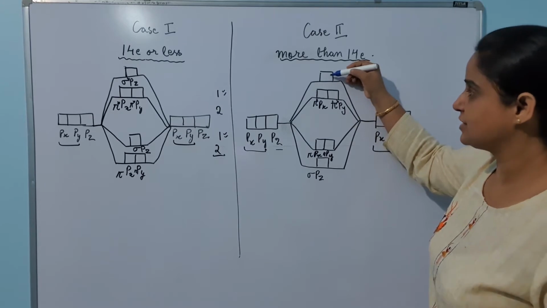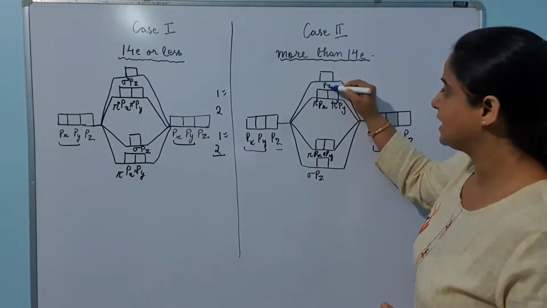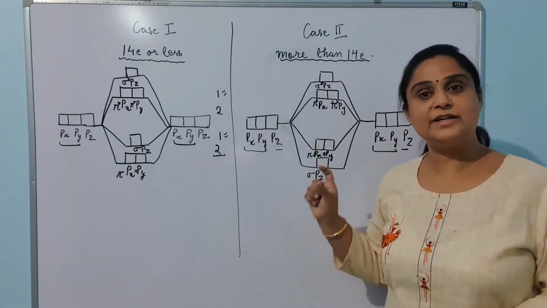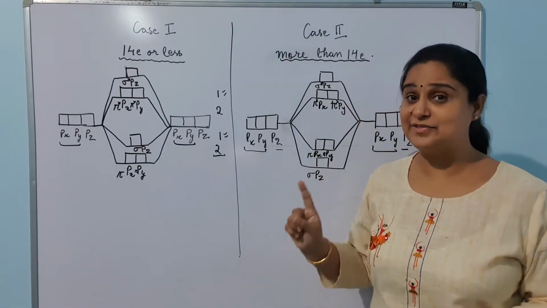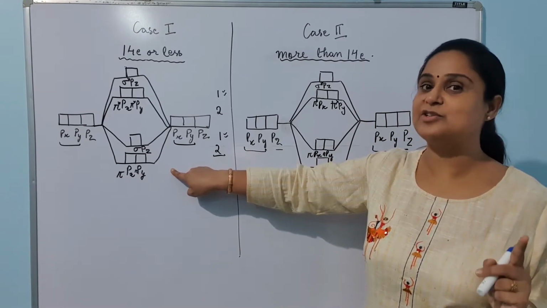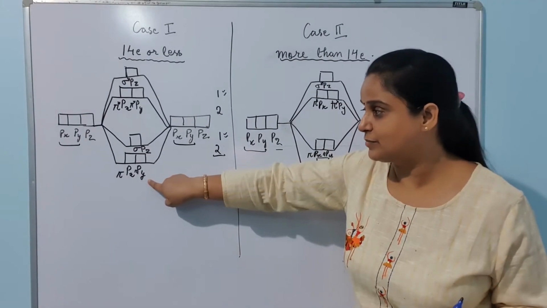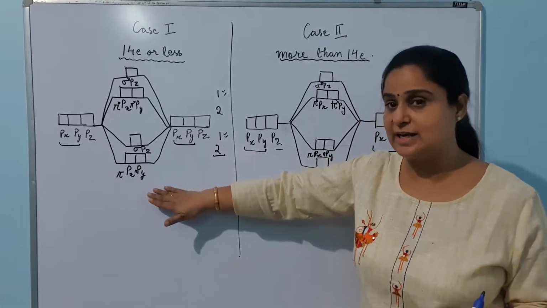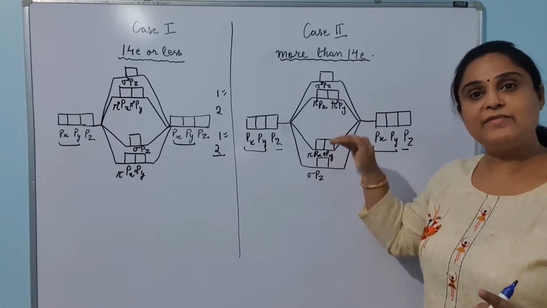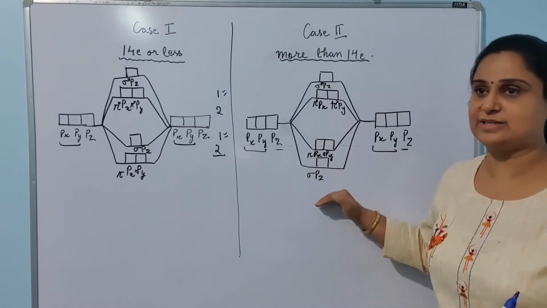In the same way, because it is alone, it will be pz, but it will be sigma star pz. Here you can see that the bonding molecular orbitals have different energies, different from the species having 14 electrons or fewer. Here we had px and py at the downside and z at the upside. But here px and py have higher energy and z is at the lower side.